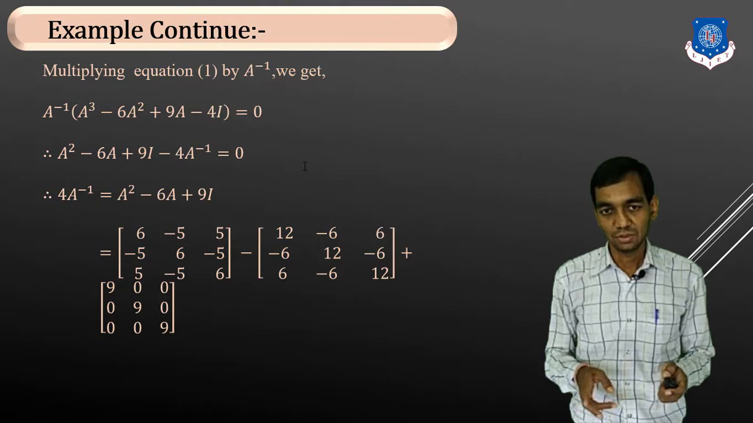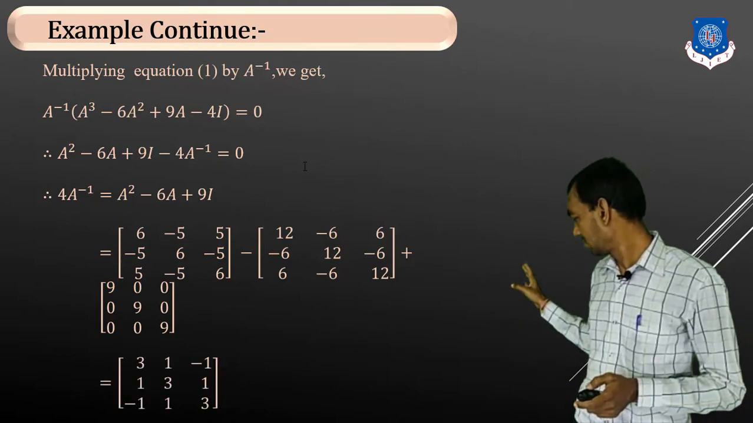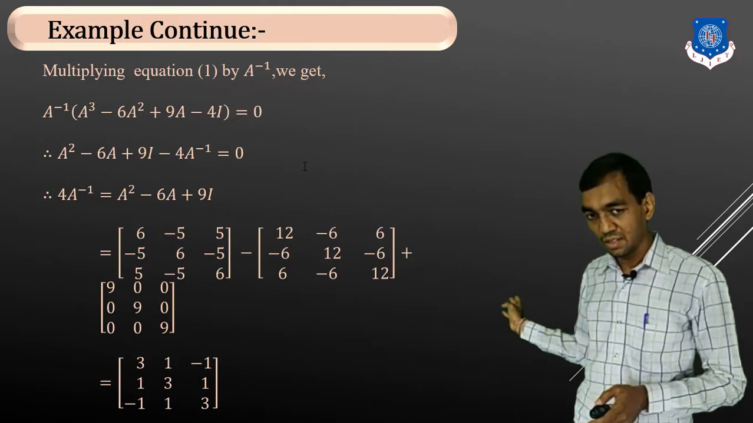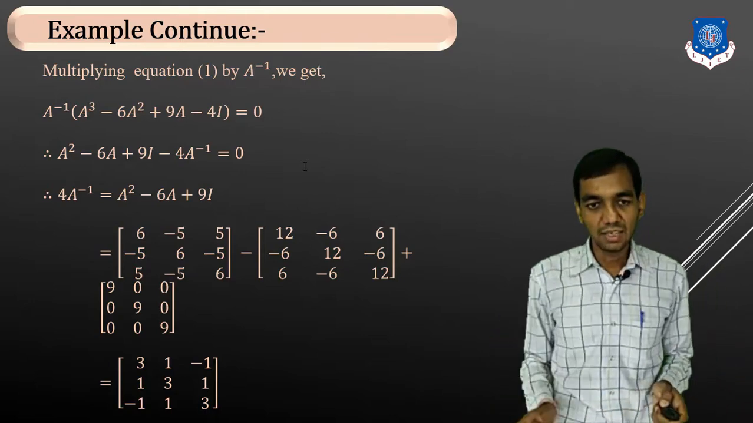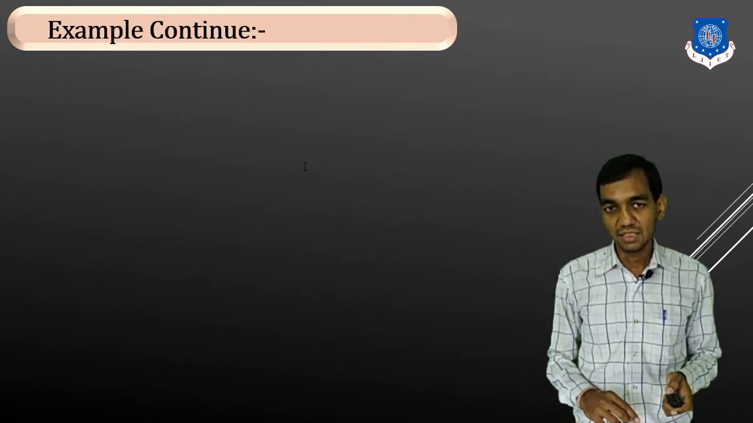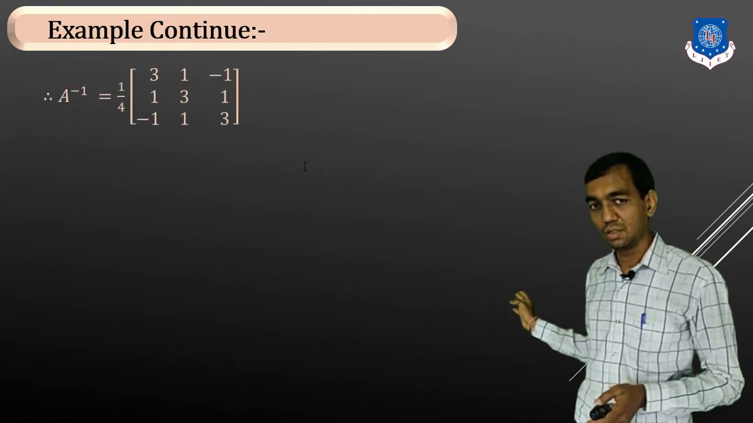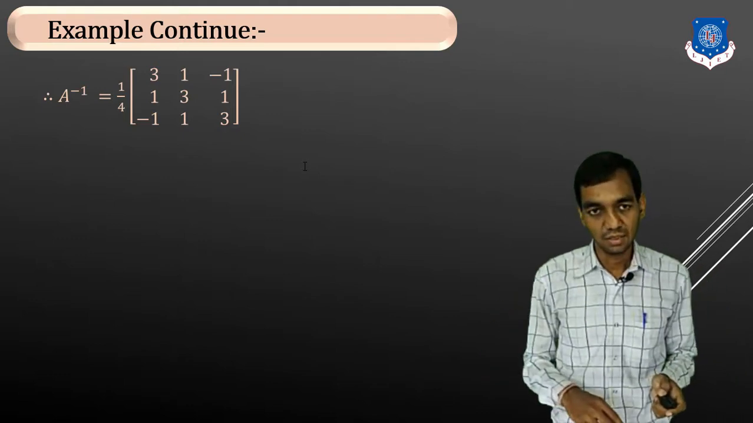0, 0, 9. So, simplifying the right hand side, that will give you 3, 1, minus 1; 1, 3, 1; and minus 1, 1, 3. And that will give you A inverse is equal to 1 by 4 into 3, 1, minus 1; 1, 3, 1; and 1, minus 1, 1, 3.